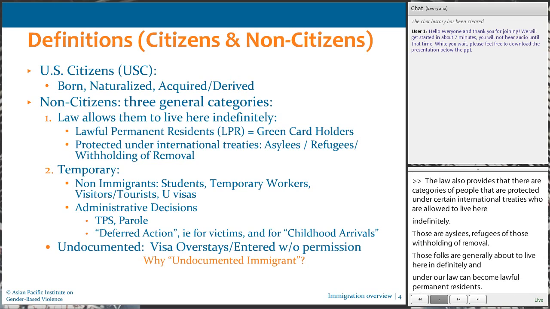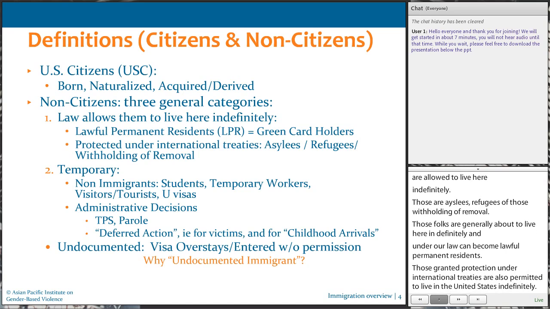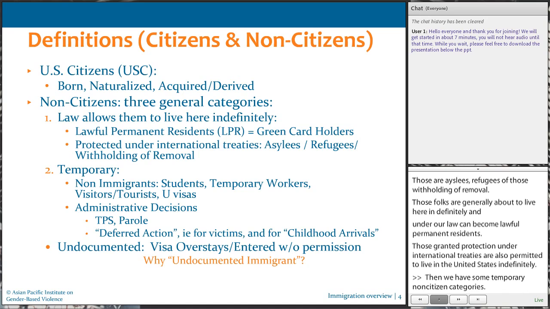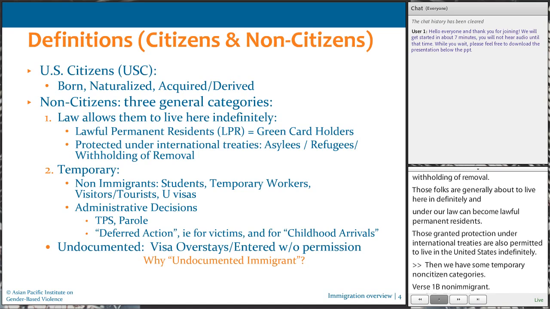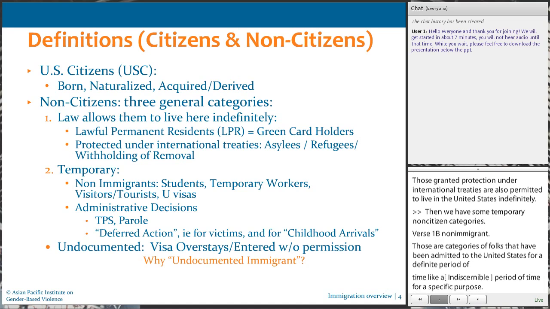Then we have some temporary non-citizen categories, the first one being non-immigrants, and those are categories of folks that have been admitted to the United States for a definite, time-limited period of time, for a specific purpose, and those may include students, temporary workers, visitors or tourists, U visa holders, which are crime victim visa holders, and others.